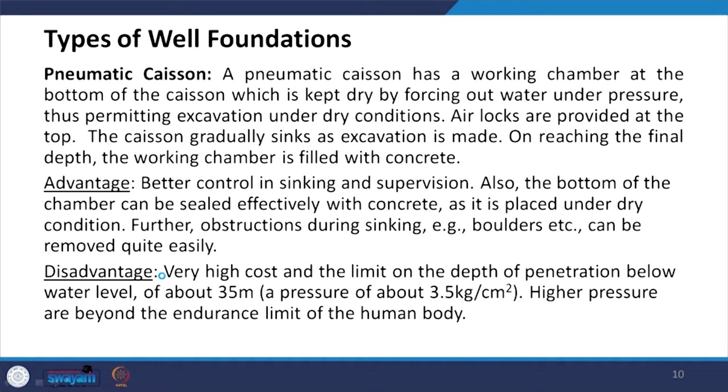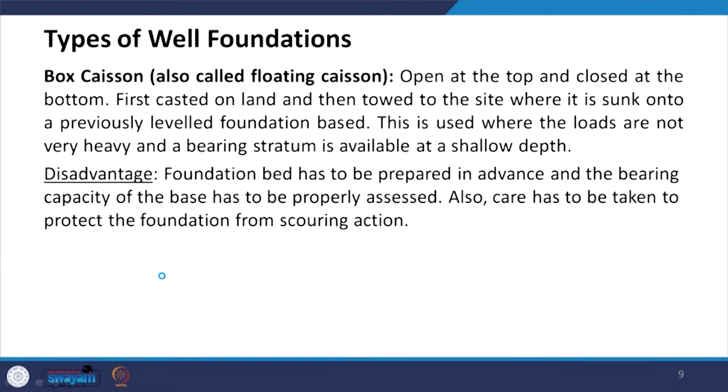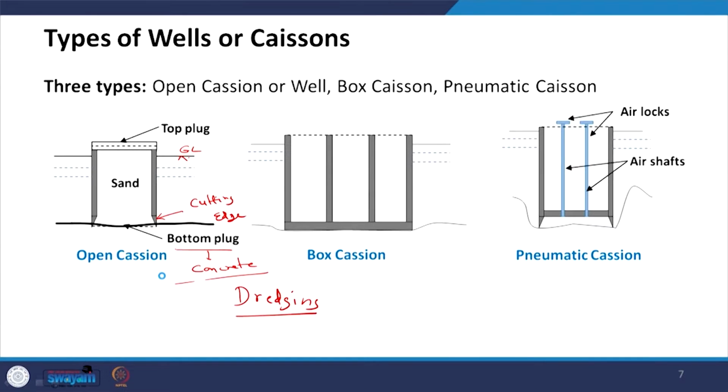So, what is done here? In the case of pneumatic caissons, a working chamber is prepared, which you can see here. This is the working chamber where you have the air shaft. Then you have the air lock. The air is pushed inside and the water is taken out. When the water comes out of this well, the chamber inside is dry, and one can work in dry conditions, in a better position than working in wet conditions as in the other wells.